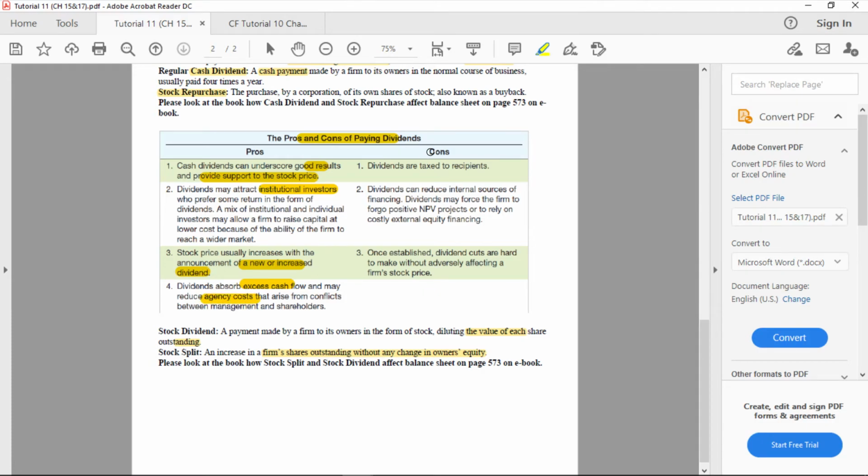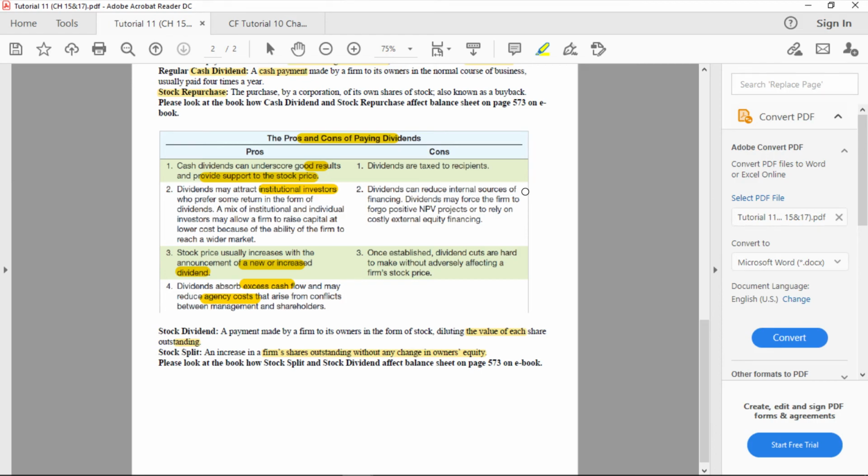But the cons: first, dividends are taxed to the recipient. Let's say I own stocks of Bank Mandiri, and Bank Mandiri gives me dividends. The dividend given by Bank Mandiri is subject to tax before I gain the dividend. I forgot the percentage, but dividends are subject to tax. The second one, dividends can reduce internal sources of financing. If you still remember, the net income of the company goes two ways. The first one is to be paid as dividend, and the second one is to be retained as retained earnings, the internal source of financing for the next year. So that's the con of dividends.